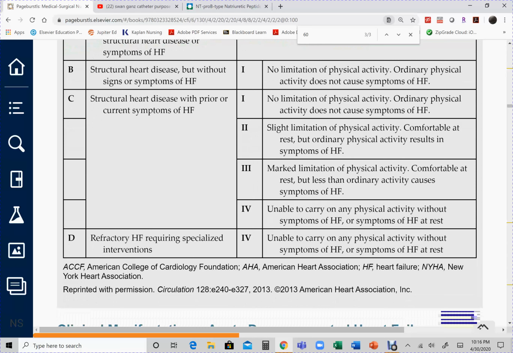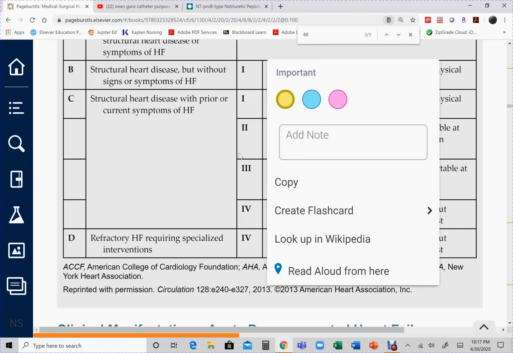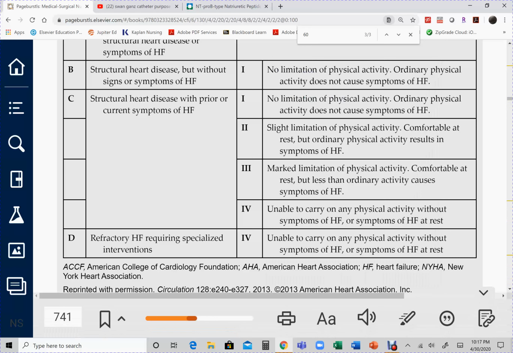For class 2, there is now slight limitation of physical activity. However, they are comfortable at rest. When they do physical activity, they have symptoms, but that's fine. They can either take nitroglycerin or take a rest, and then they will be symptom-free again. But the key word here is slight. So that's class 2. When we reach class 3, there is now moderate or marked limitation of physical activity.